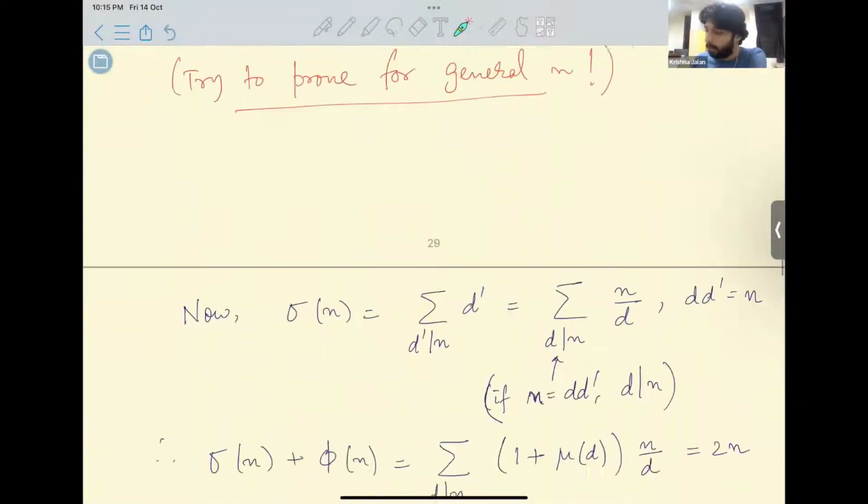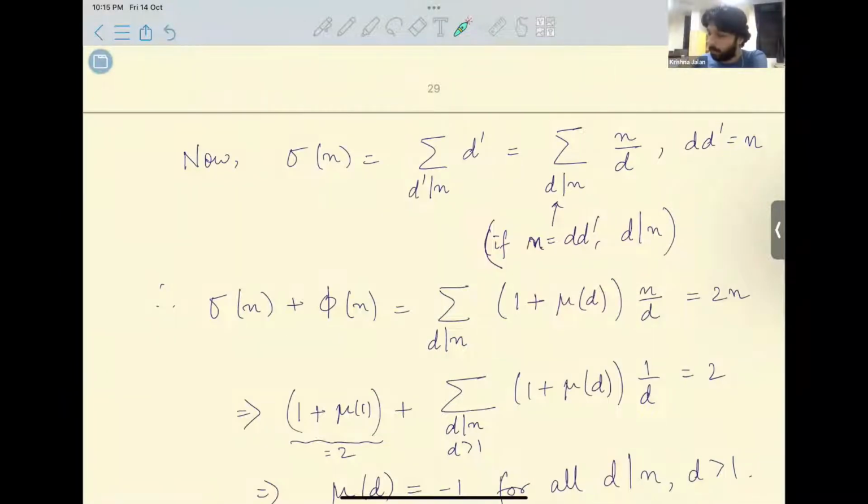So let's return to our original problem now. Sigma of n can be written as this. This was the first expression that I had shown you. It's just the sum over the divisors. Alternatively, I could write d prime. If d prime divides n, this implies n is equal to some d prime times d.